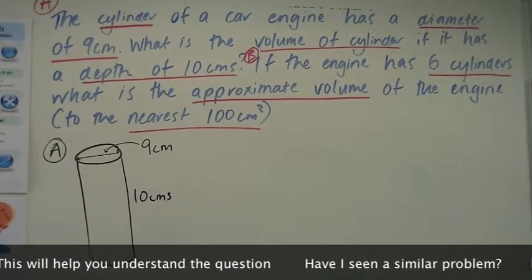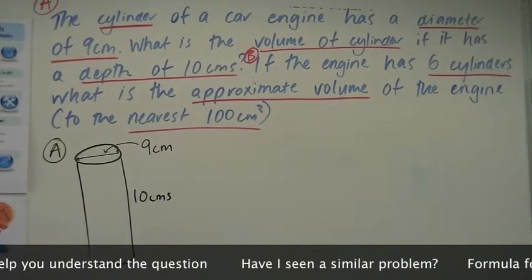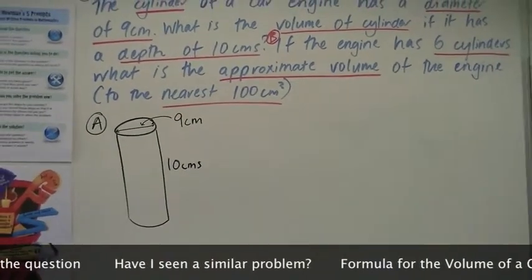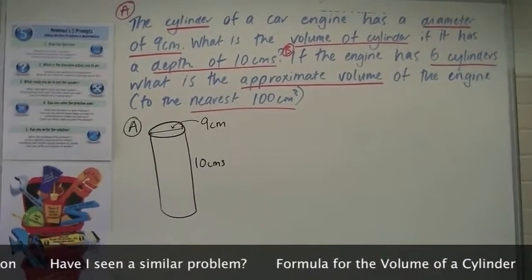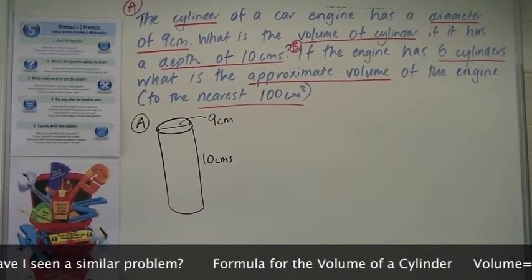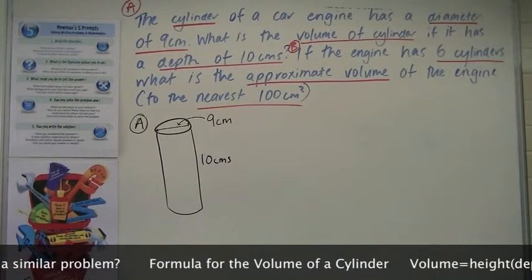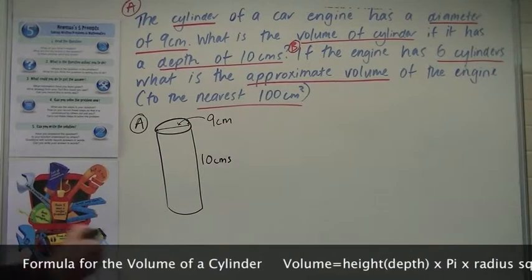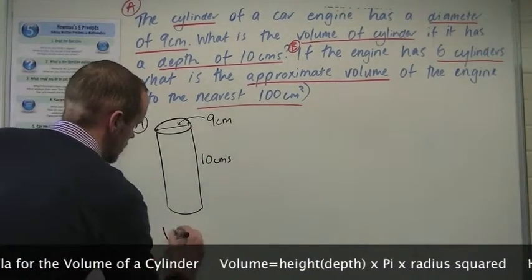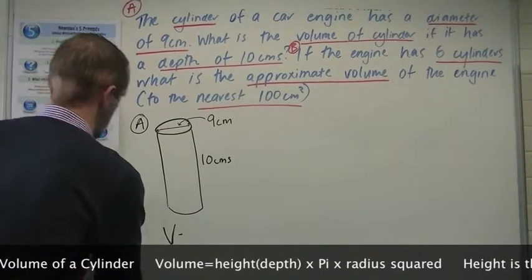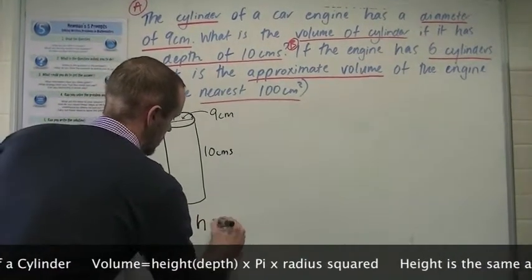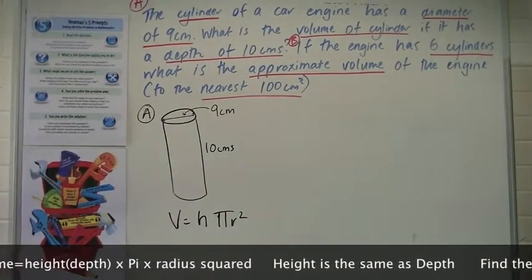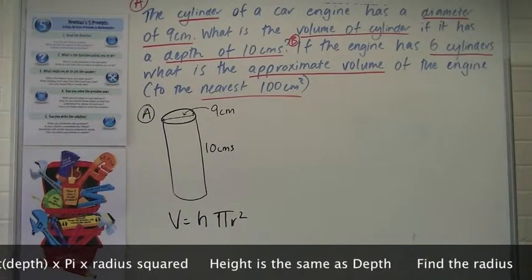We're going to use something else from the toolbox now: have I seen a similar problem? Of course, you should have seen this in your class. We've got a cylinder, and for the volume of a cylinder we need a formula. I'd like you to go and find that formula now, if you don't know it already. So the volume of the cylinder equals pi r squared. So that's the volume of the cylinder.